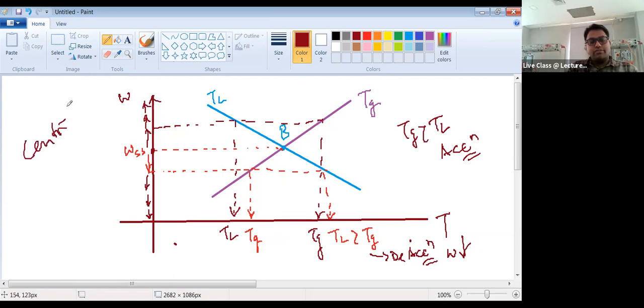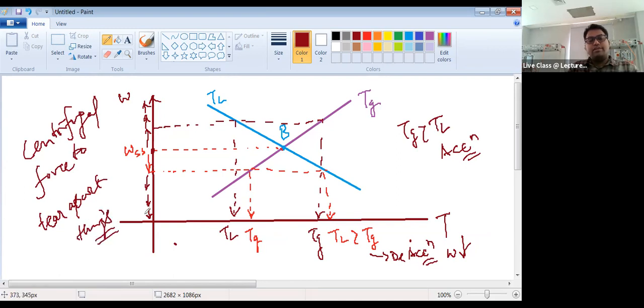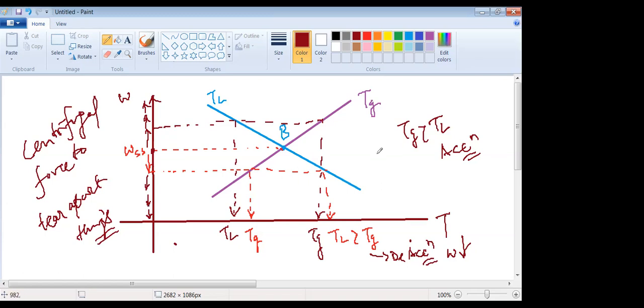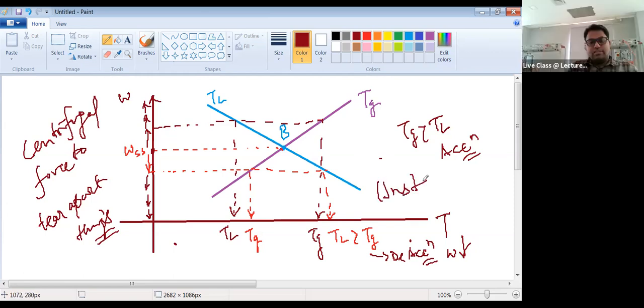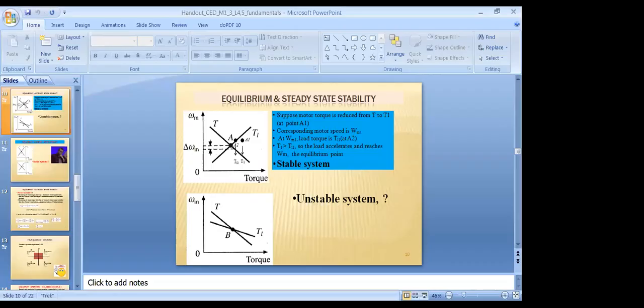till there is enough centrifugal force to tear apart things, right? Means it will reach an uncontrollably high speed, right? So is the system stable? No, sir. It is an unstable system. Any changes in the speed can trigger a big problem. So it's an unstable system, right? So do you now understand how you get hold of this stable and unstable system?